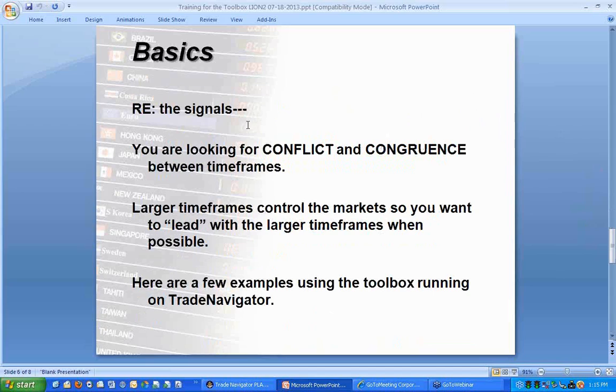So regarding the signals themselves, the baseline of what you want to learn, and I'm going to walk with you through this in just a minute, is you're looking for a relationship in the marketplace, which I call conflict and congruence. I don't know if any of you out there read my book, Time Compression Trading, but in there I make a very important point, and I think it's real critical for you as a trader to understand that you need to look at multiple time frames in order to understand the true nature and structure of the market.